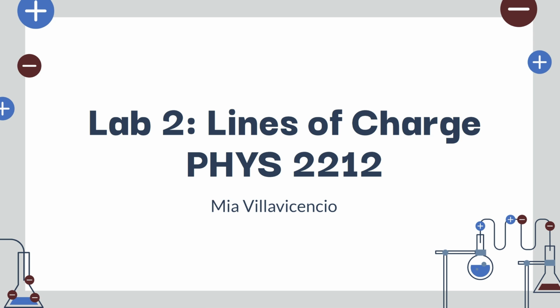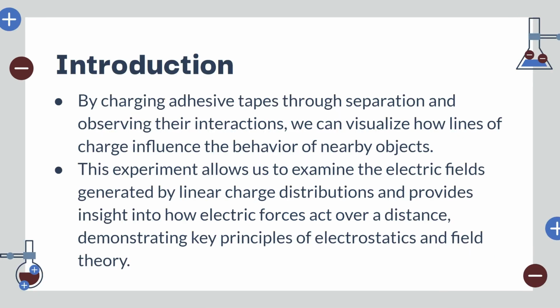Lab 2: lines of charge. By charging adhesive tapes through separation and observing their interactions, we can visualize how lines of charge influence the behavior of nearby objects. This experiment allowed us to examine the electric fields generated by linear charge distributions and provided insight into how electric forces act over a distance, thereby demonstrating key principles of electrostatics and field theory.